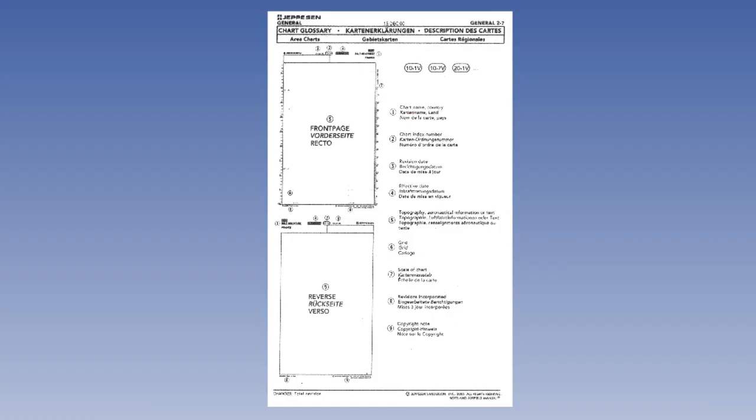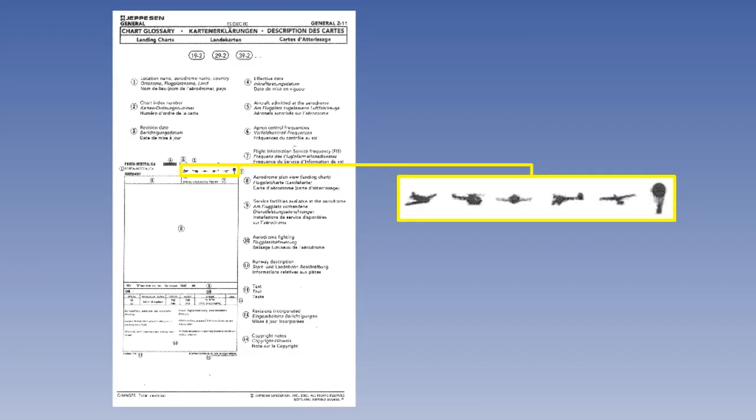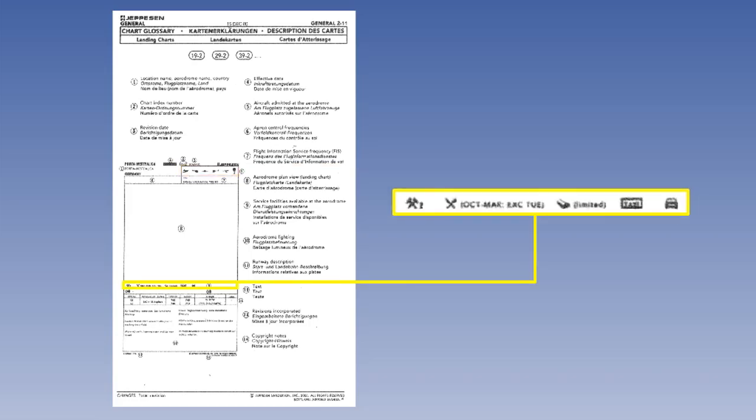The layout of the various charts is shown on the chart glossary, pages 2.7 to 2.14. The layout of the charts and their explanations should not present any problem, as they are very similar to the IFR charts you have studied earlier on in the course. Nonetheless, the information is in the manual for you to read through, should you be unfamiliar with general aerodrome chart layout. The only major difference is on the landing charts shown here on page 2.11. Here, the types of aircraft permitted at the aerodrome and the service facilities available are shown pictorially.